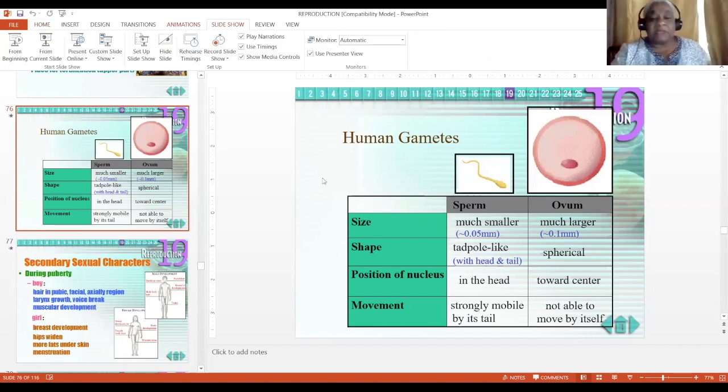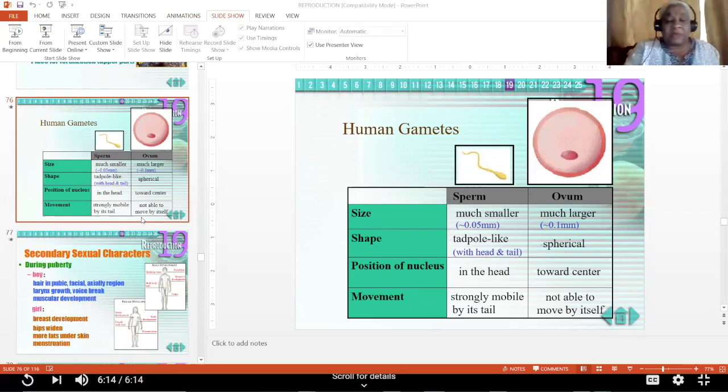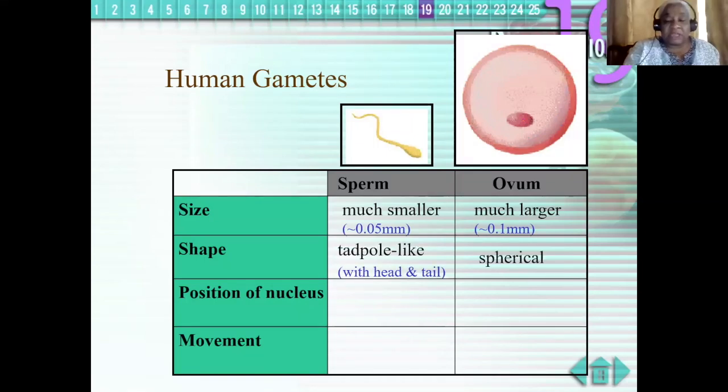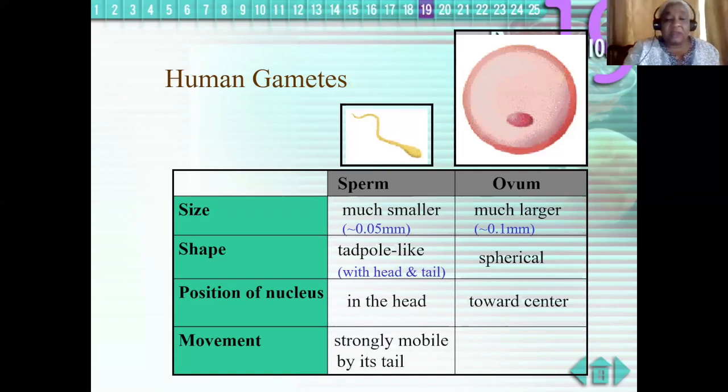So let's talk, we know about the human gametes, sperm and the ovum. And we remember how they are, one is smaller and one is larger, one's tadpole-like, the other one is spherical, like a nice big ball. The nucleus is in the head, the nucleus is towards the center, the sperm are mobile, the ova are not.